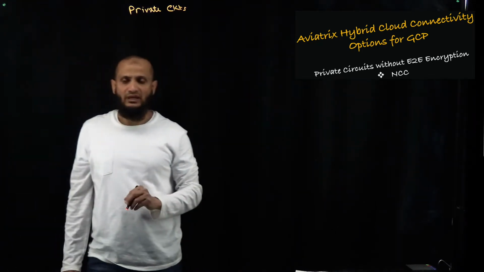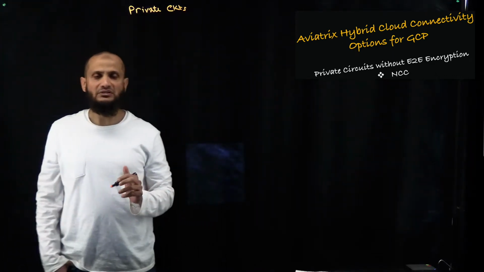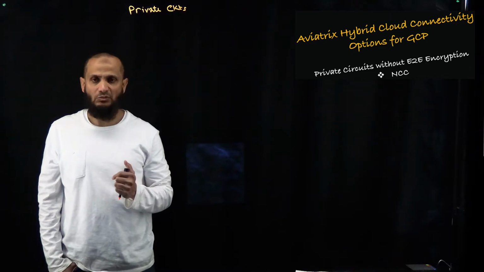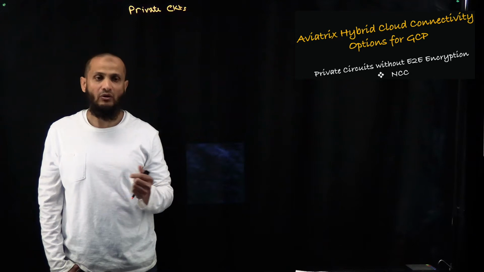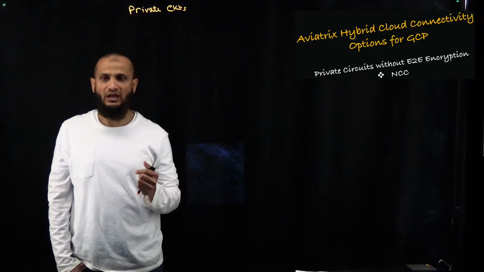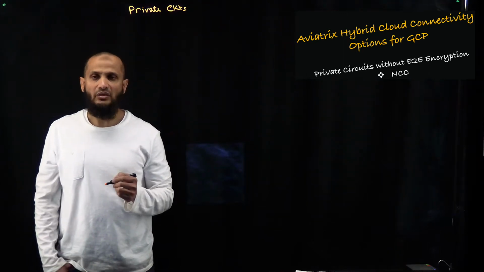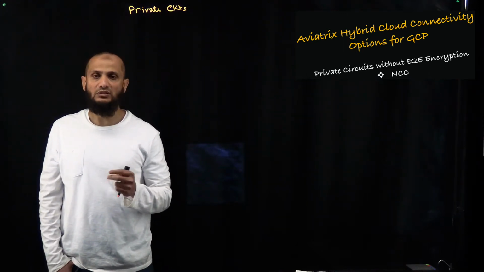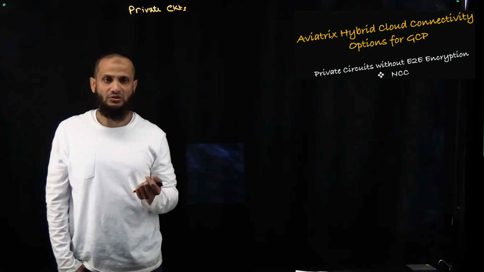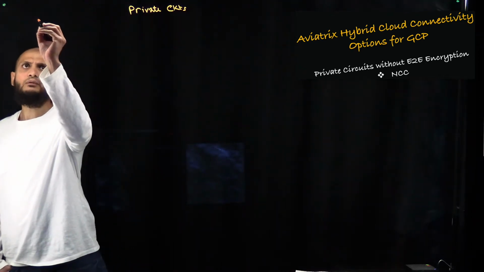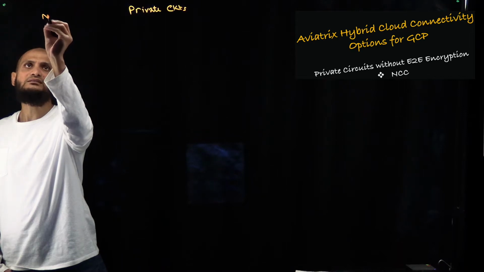All right, so the first architecture is without any kind of end-to-end encryption, when the customer either does not have IPsec capable on-prem devices or doesn't want to manage any kind of IPsec in their on-prem environment. So what option do they have? GCP announced the NCC a few months ago, and Aviatrix has full integration with the GCP NCC, which is Network Connectivity Center. Let's take a look at what the architecture is going to look like. So the first option with the private circuit is going to be with the NCC.